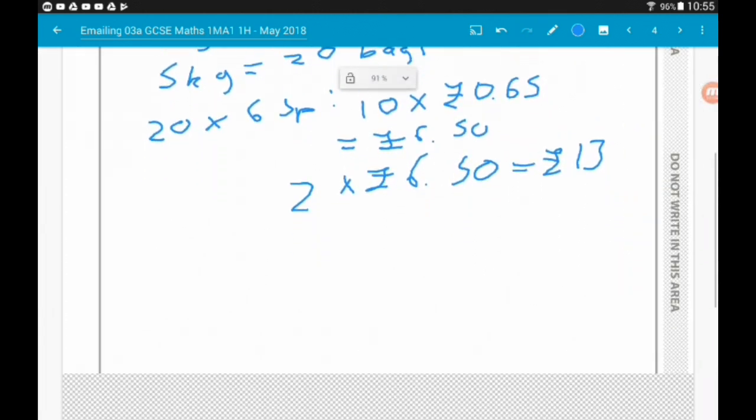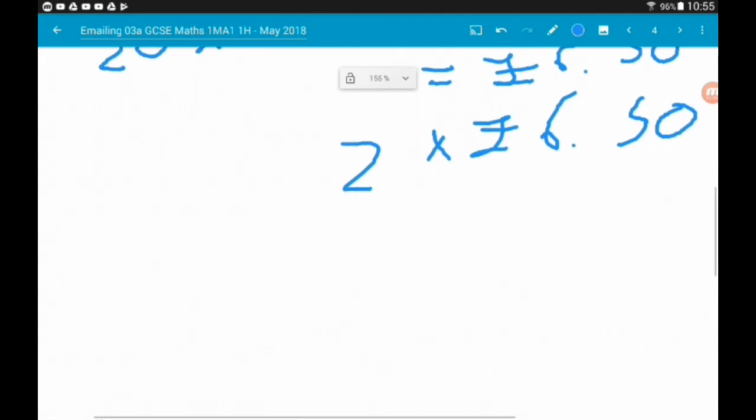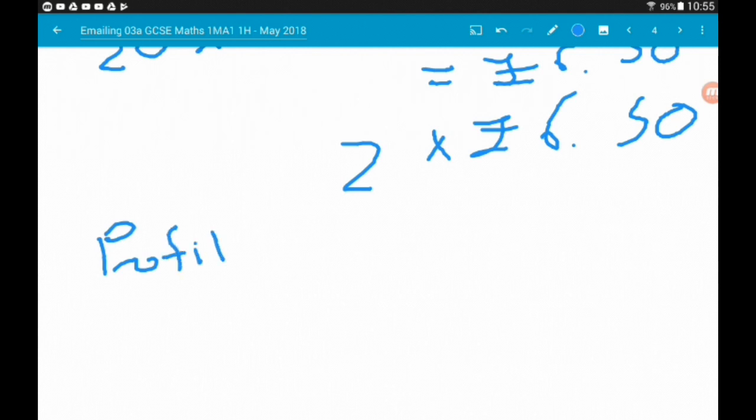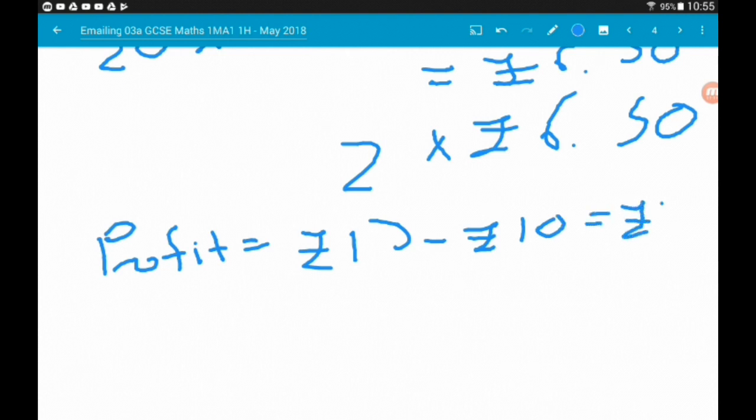So now we can work out our profit. So profit is the money that you make minus the money that you had to spend. So here, £13 minus £10, that's going to give us £3. So that is the actual profit.